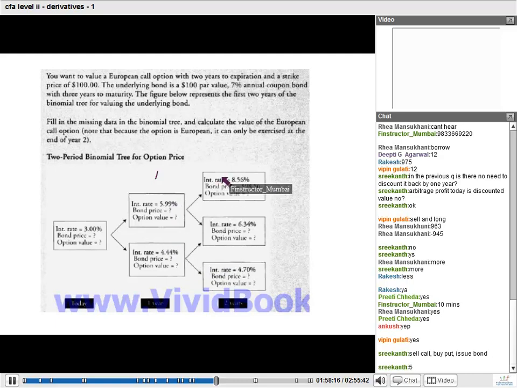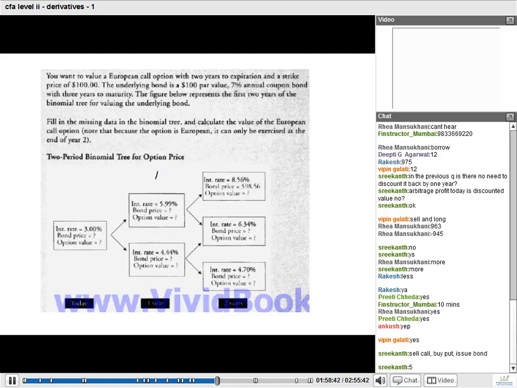At the end of the second year, interest rates can either be 8.56%, or they can be 6.34%, or they can be 4.7%. So tell me, at the end of the second year, if I'm standing here, what is the cash flow that I see?